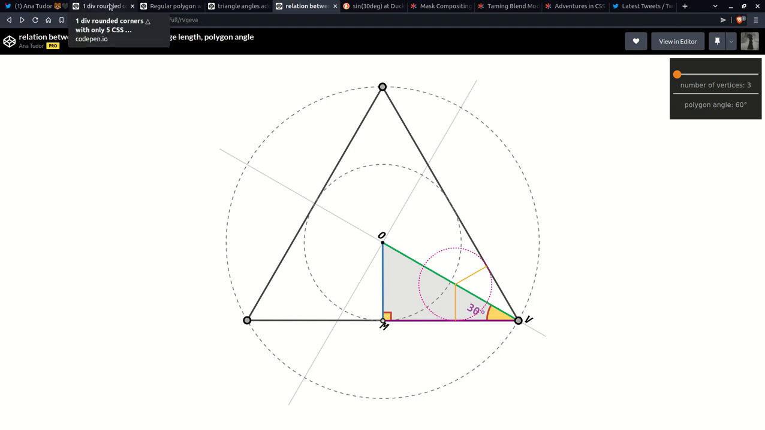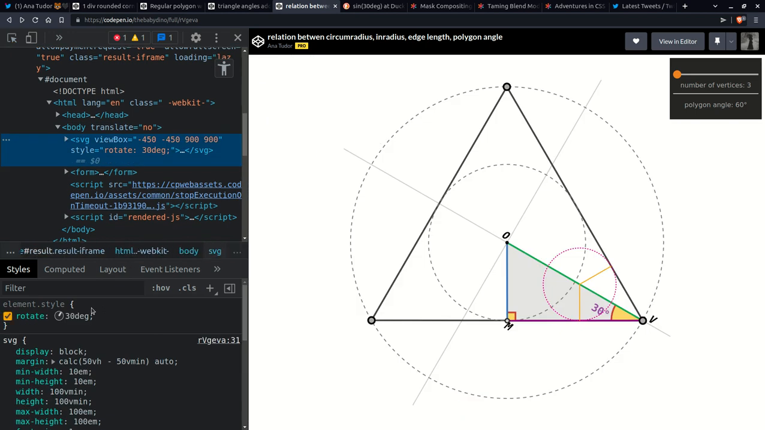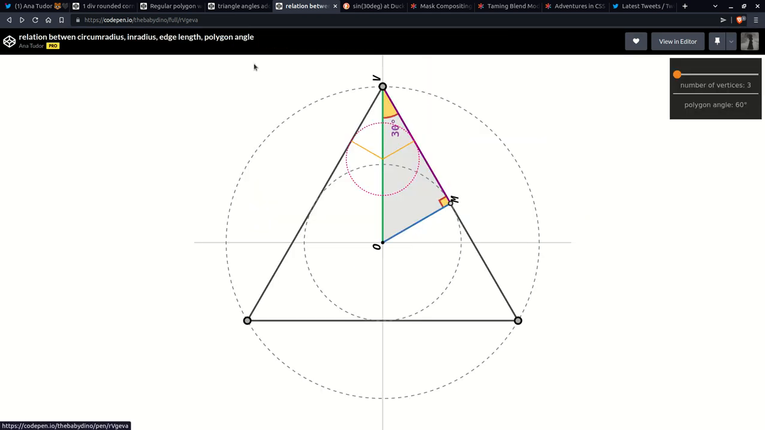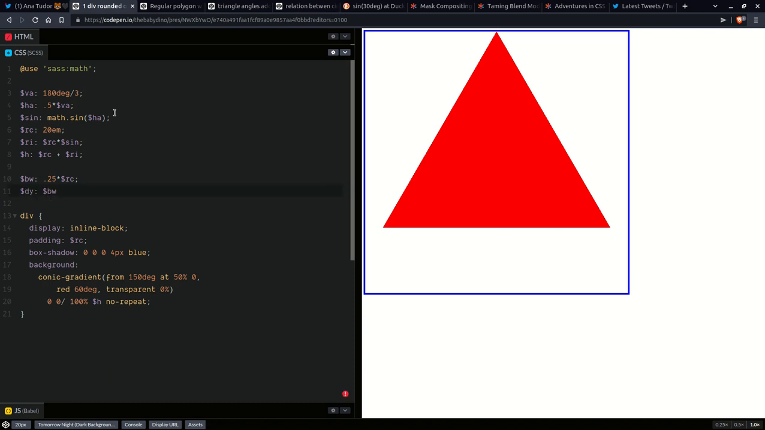So let's actually bring up DevTools again, and let's say that this rotation is going to be minus 90 degrees. So for example, something like that. So we're going to want to compute the distance from the top, right? So basically, we're going to have that the border width over that distance is going to be the sine of that angle. So let's get that distance from the top, dy. That's going to be the border width over the sine of the angle.